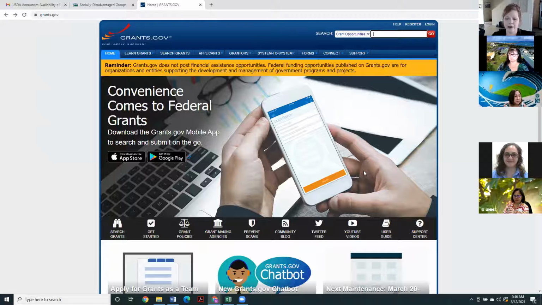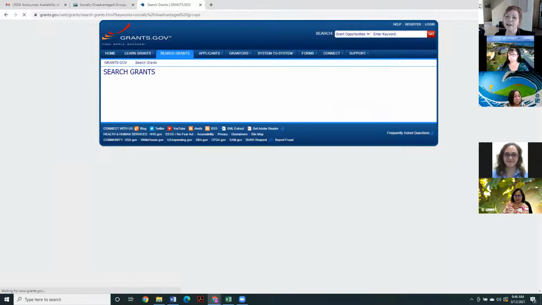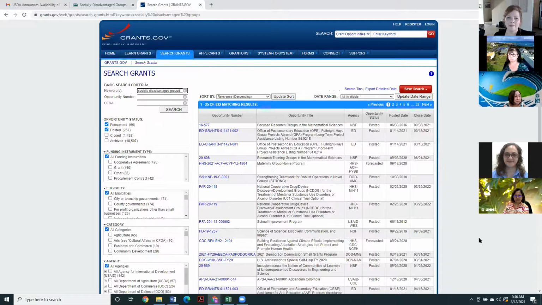So for example, right now we're looking at the socially disadvantaged groups, right? So I put that in, and about 800 grants show up. That's a lot to go through, right? And I don't see it here.